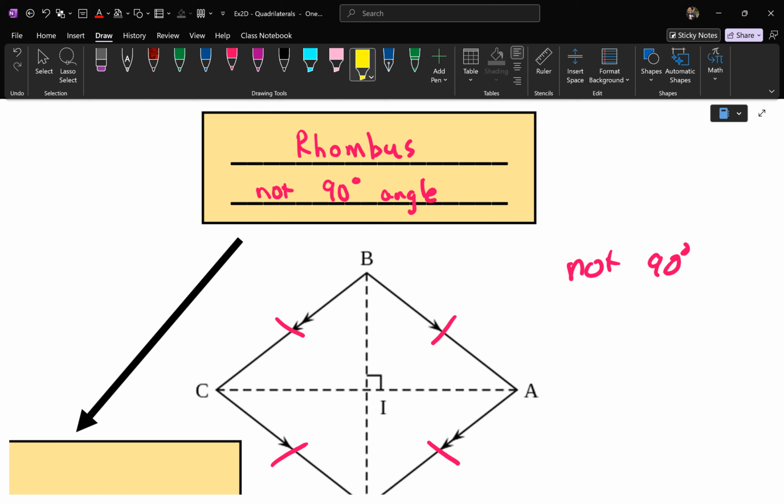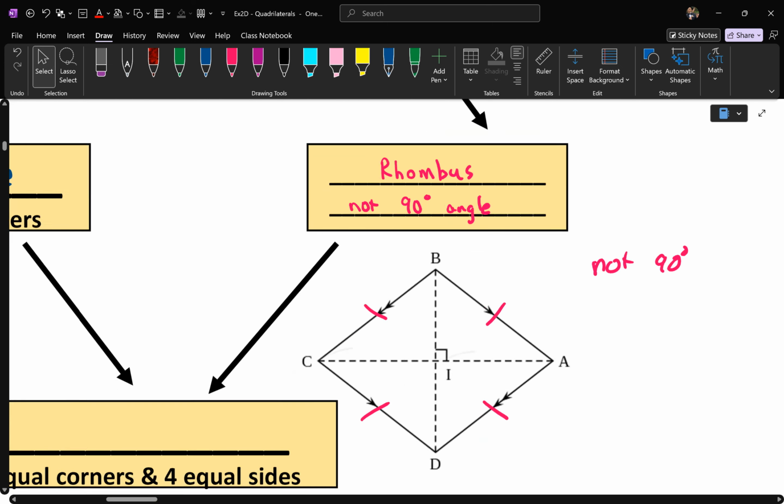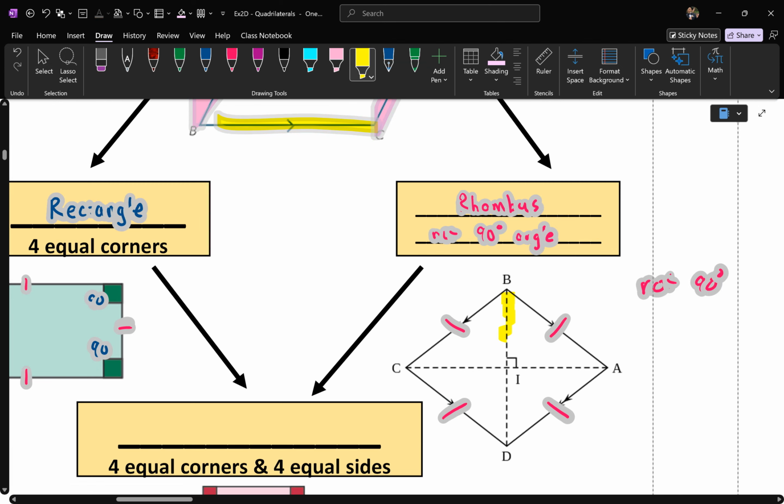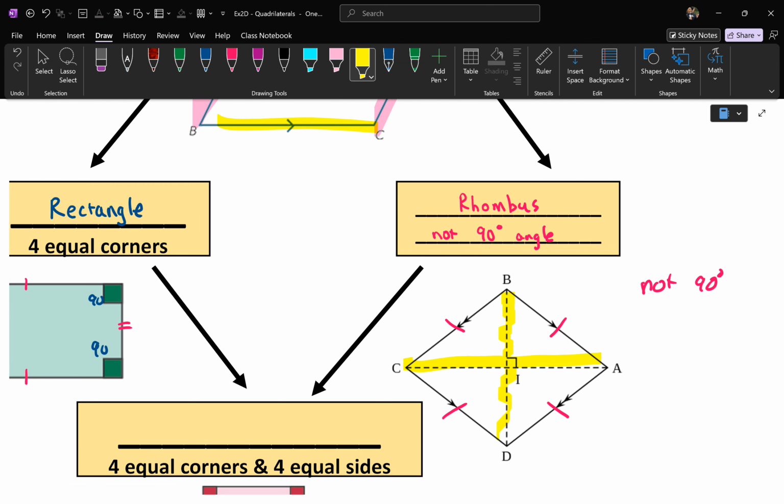There is one special property about a rhombus that you might like to know for the extension questions if you do. The intersection of the diagonal lines will be 90 degrees in a rhombus. Okay? So notice here, I'm going to write here: intersection of the diagonal lines is 90 degrees.